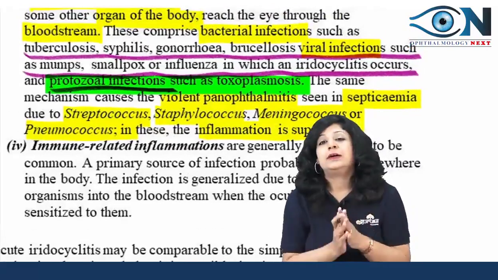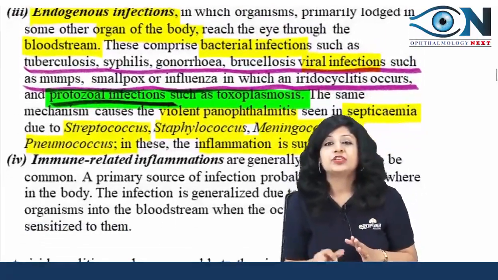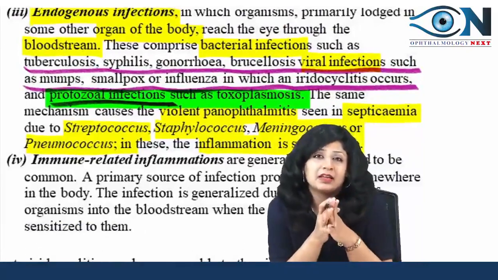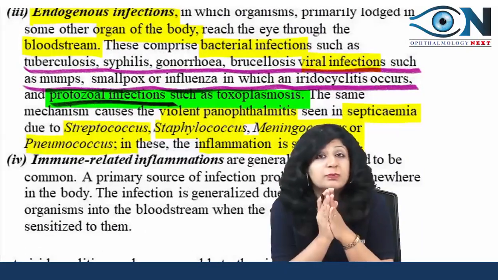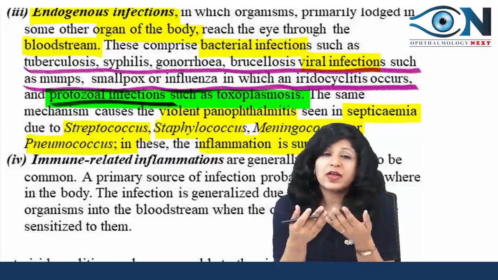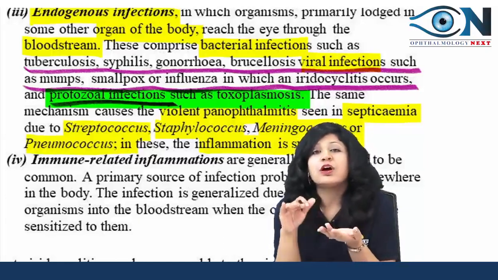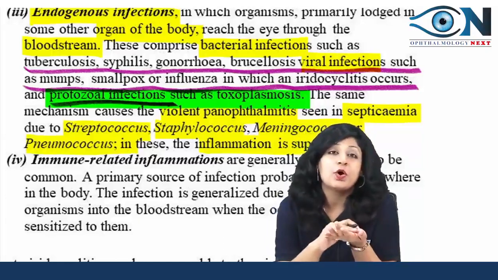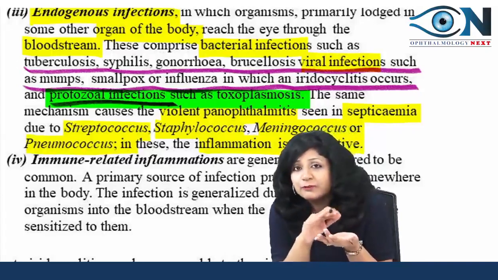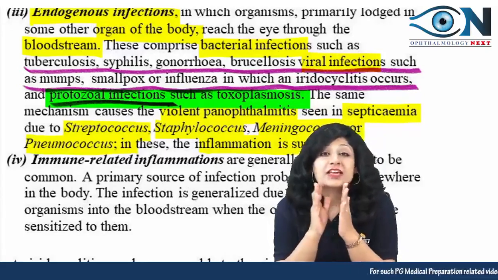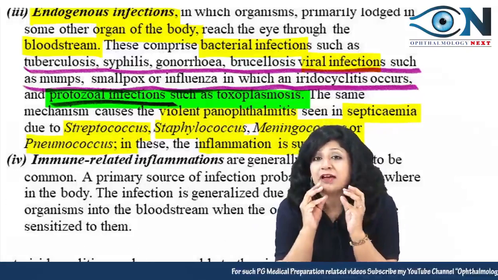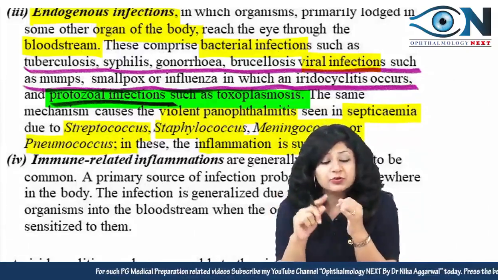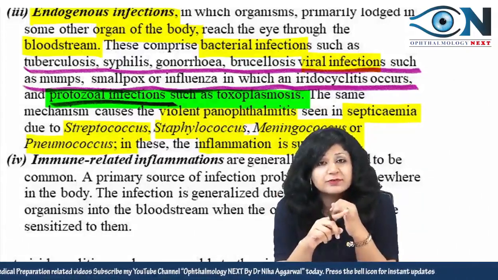So basically, endogenous infections could be bacterial, viral, or protozoal, and that is why there is uniform coverage of the organs by the infectious agents in the uveal tract. If I am having an infection inside, I could be having a bacterial infection there causing the uveitis.